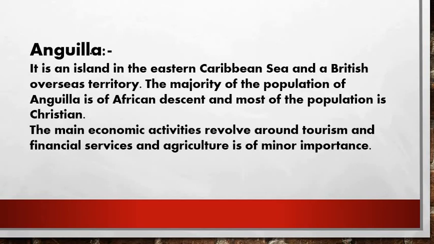Now we will see about Anguilla. It is an island in the Eastern Caribbean Sea and a British Overseas Territory. The majority of the population are of African descent, and most of the population belong to the Christian community. The main economic activities of this region are tourism and financial services, but not agriculture. Agriculture is of minor importance.